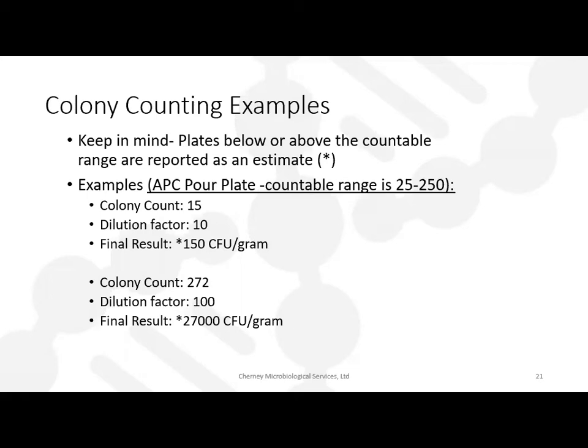We take another one, for example, 272 colonies, which is greater than our upper limit of 250. Multiply that by our dilution factor, and you're gonna get an estimated 27,000 CFU per gram, okay? So it's one example below the limit and one example above the limit where we use estimated signs in both, okay?